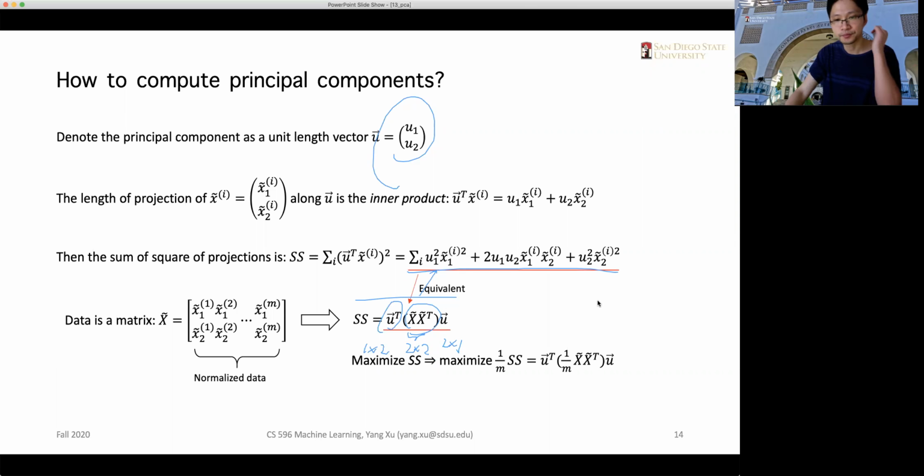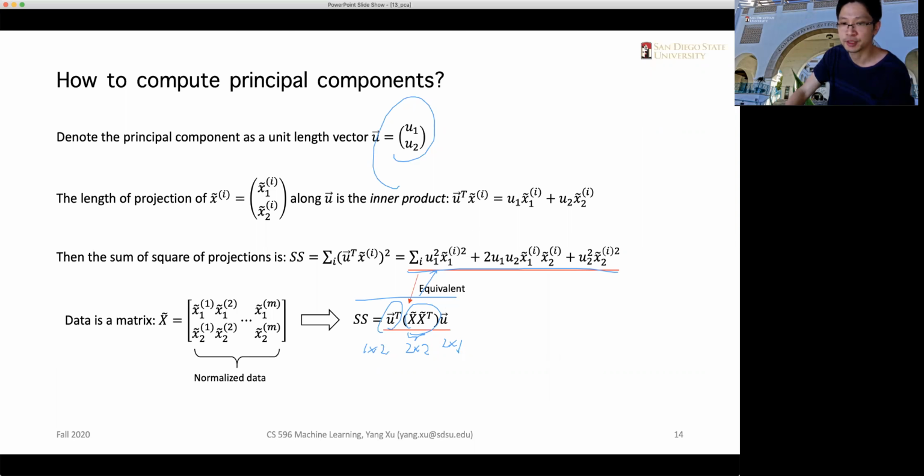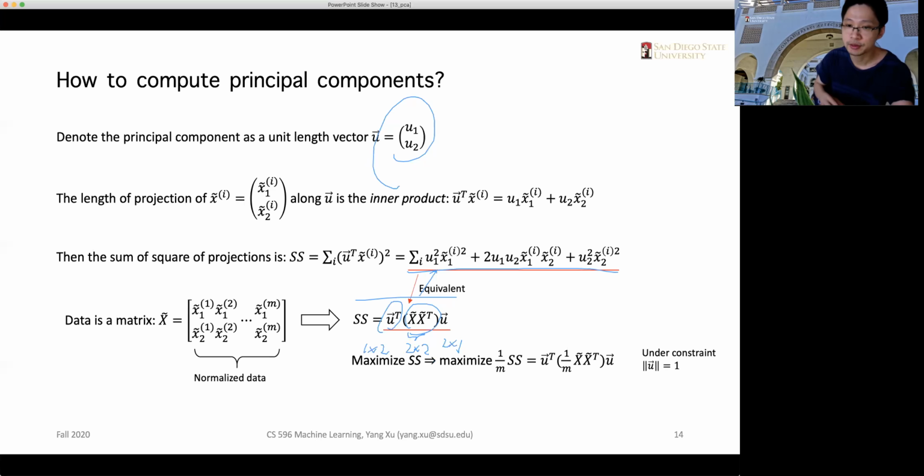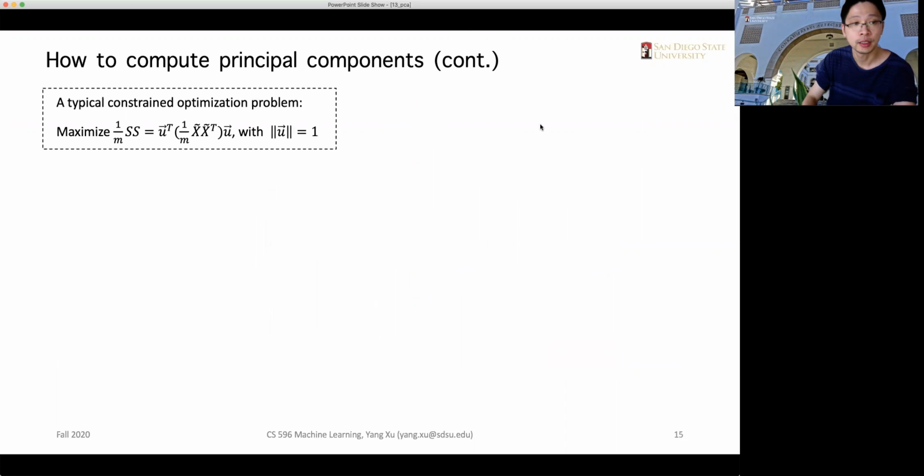Okay. So now we just want to maximize the summation, the SS, in the form of matrix representations. And we use an additional 1 over n term to normalize the whole thing. And remember, we need to have the constraint that the u is a unit length vector. Otherwise, there are an infinite number of possible representations for that vector. Okay, so it's a very typical constrained optimization problem. So let's do a bit of review here.